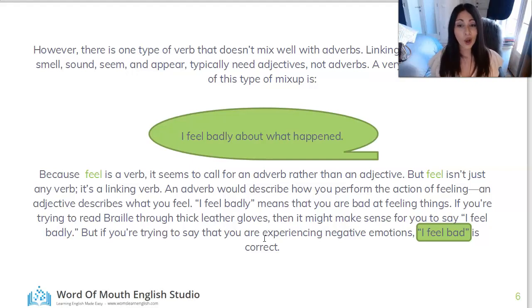A very common example of this error is the sentence below. Can you determine what the mistake is, which correct word is in this sentence?